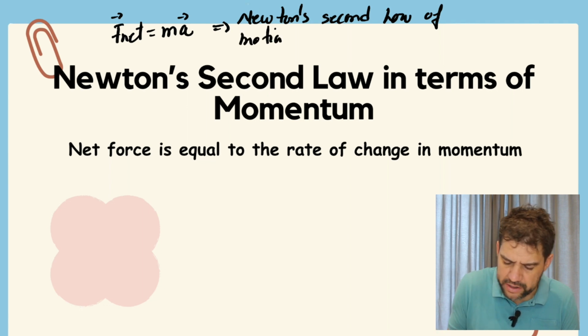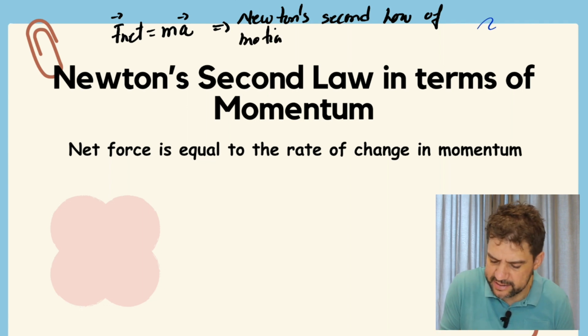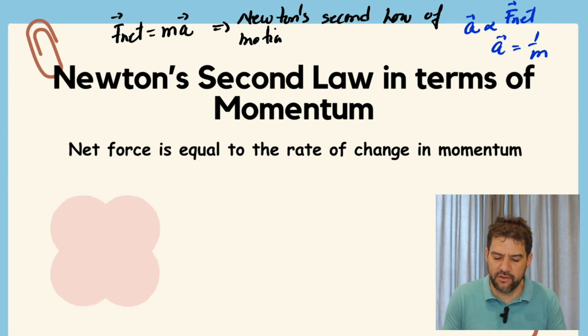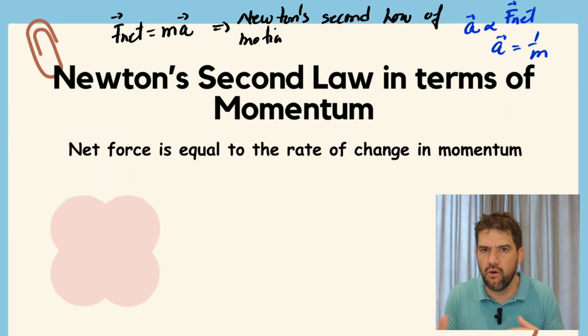In other words, in that law, you learned that acceleration was directly proportional to the net force, and inversely proportional to the mass of the object. That is what you learned in previous grades. Now, this time we're going to look at how this law is related to momentum, and that is what we call Newton's second law in terms of momentum.